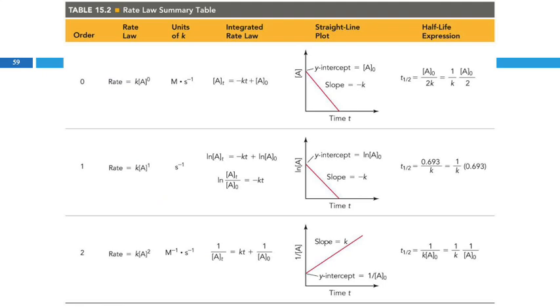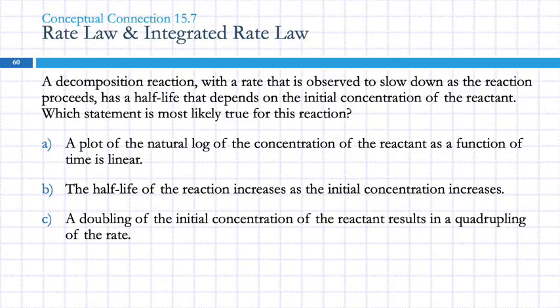Well, we could look at this. First order, it just doesn't matter. Here, high concentration, long half-life. So as the concentration gets smaller, the half-life gets smaller. Here, high concentration, short half-life. As this gets smaller, that gets bigger. So this must be a second order reaction. We can figure that out from what they said here.